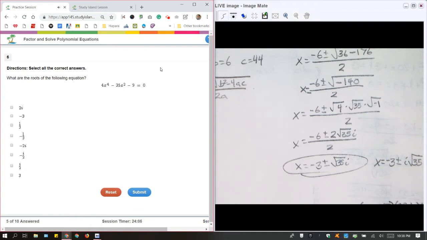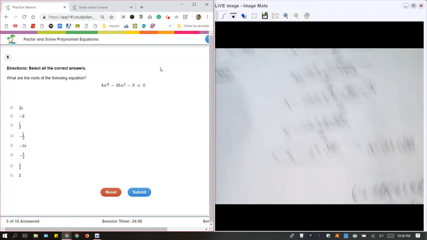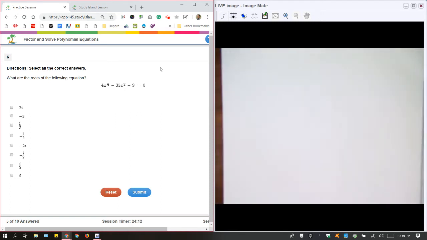Okay, select all the correct answers. What are the roots of the following equation? The roots are the things that make this equation worth 0 when you plug in x. So basically, we're just solving for x here. Nothing is different.